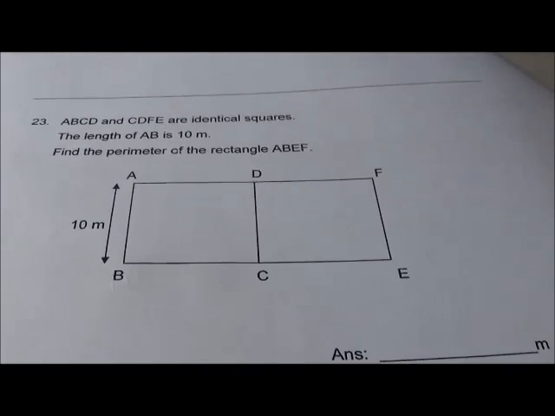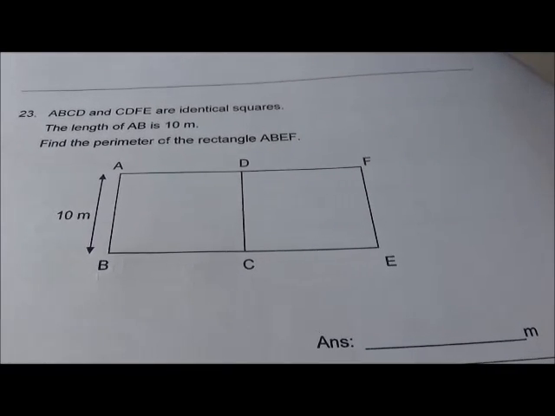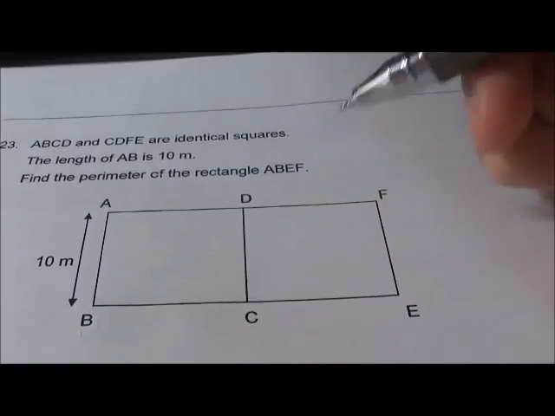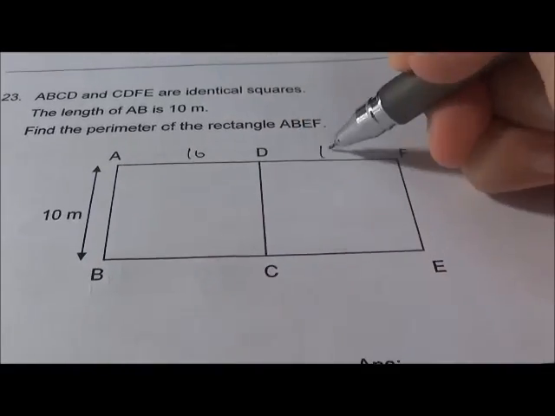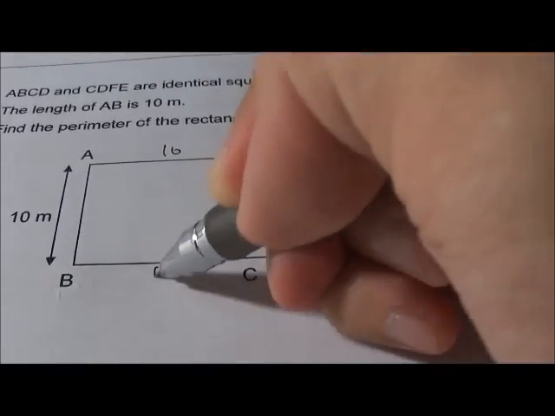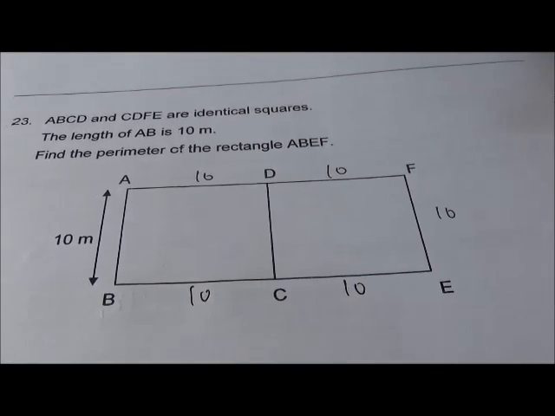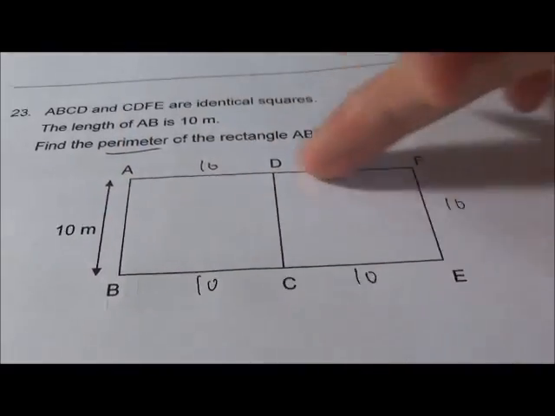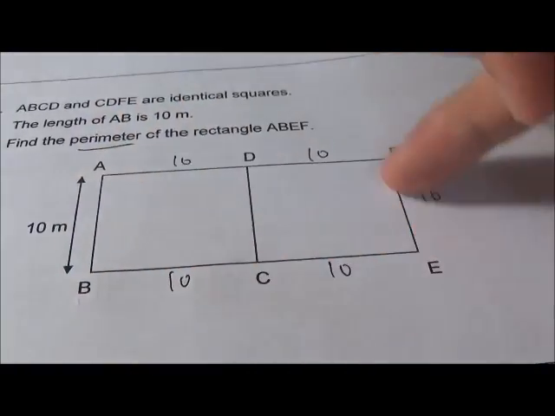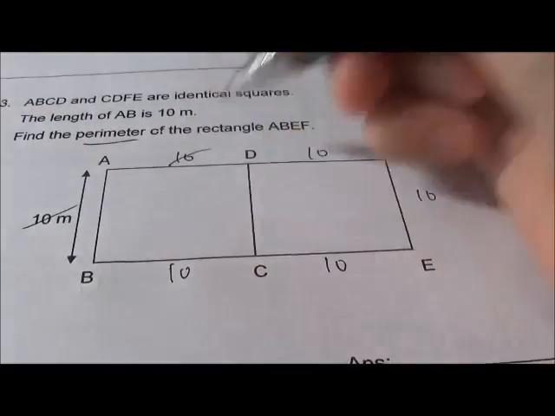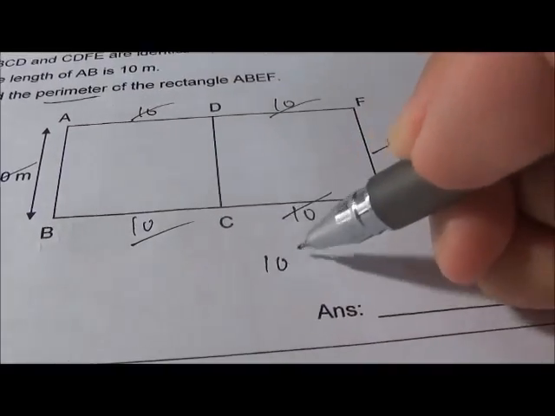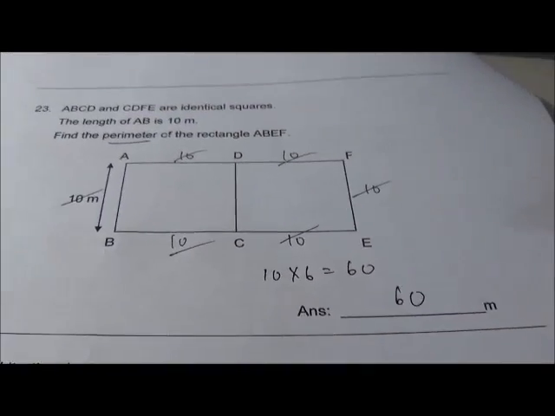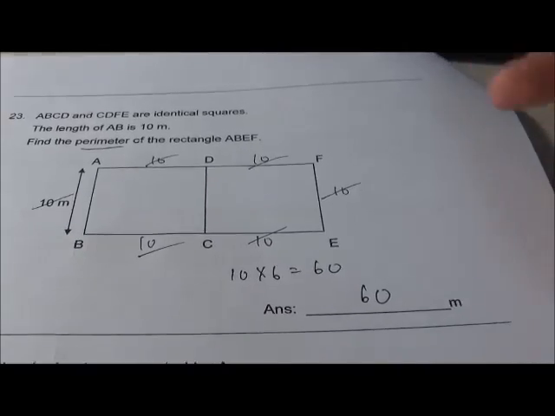Okay, we move on to question 23. A, B, C, D and C, D, E, F are identical squares. That means all sides are equal. So this 10 is 10, 10, 10, 10, 10. The length of AB is 10. Find the perimeter. Perimeter means the total length around the figure. So we have 1, 2, 3, 4, 5, 6. 10 times 6 equals 60. So our answer is 60 meter. Question 23, answer is 60 meter.